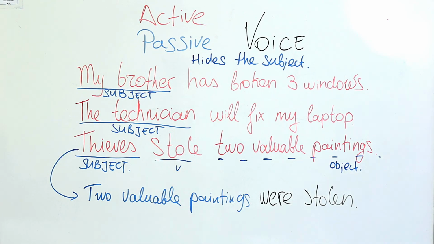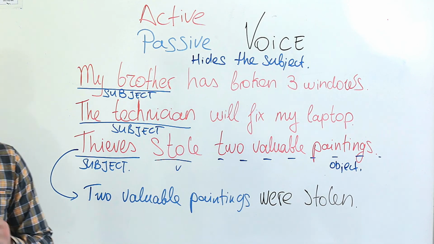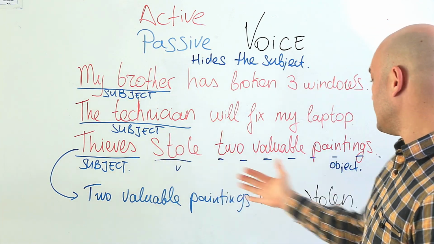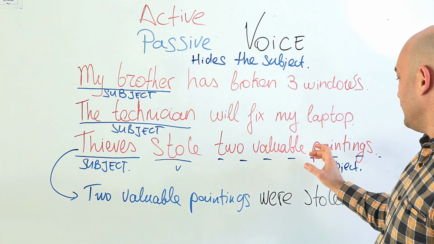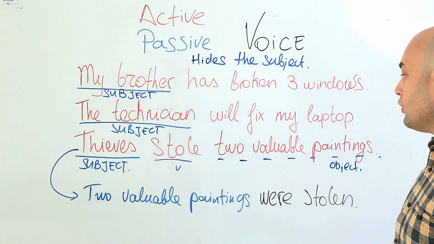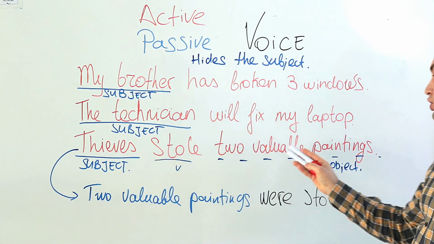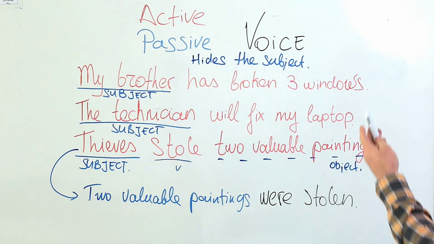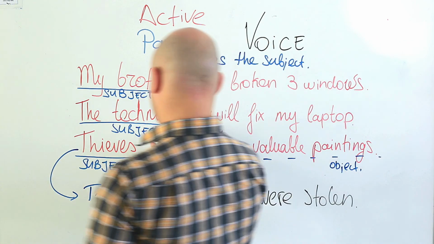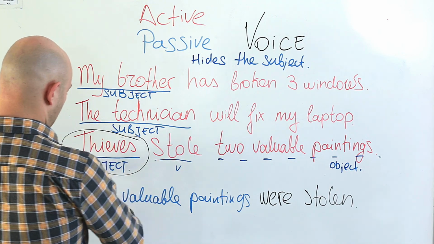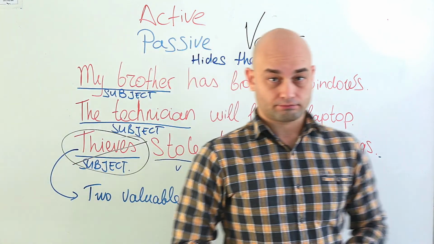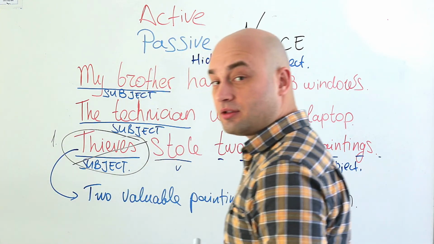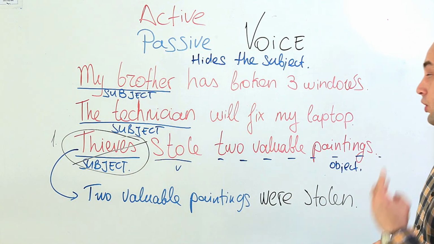So we will start and we will analyze this sentence. We will see what happened there. How did we make that passive sentence? So we've got "thieves stole two valuable paintings," and as we said before, we want to hide the subject. So we will just take the subject away. That's the first idea. Step number one. We take the subject away. We hide it.